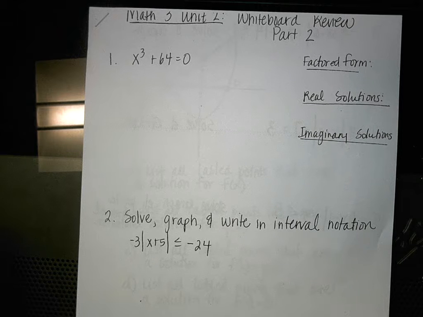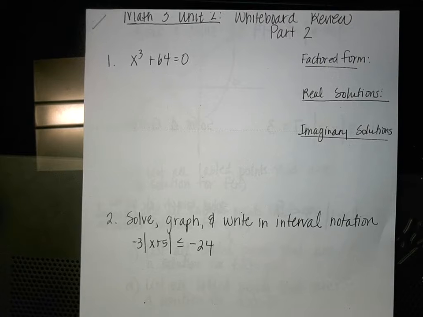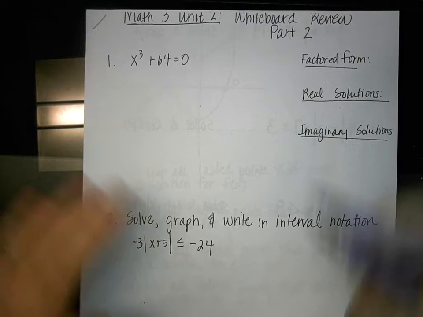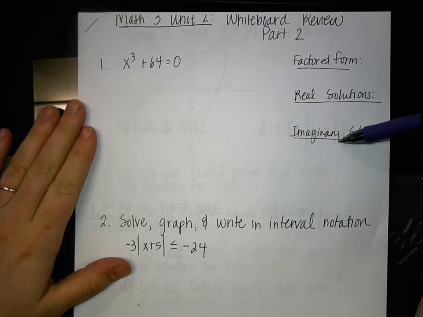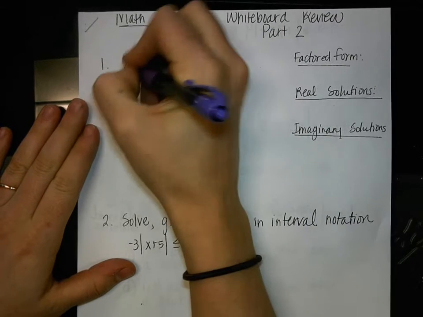This is the Math 3 Unit 2 Whiteboard Review Part 2. Number 1 is a sum of cubes, and I am asked to find the factored form, the real solutions, and the imaginary solutions. So I'm going to start by factoring.